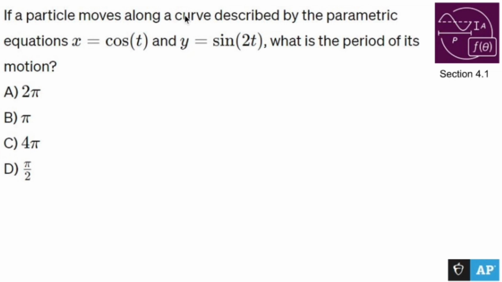If a particle moves along a curve described by the parametric equations x equals cos t and y equals sine 2t, what is the period of its motion? Well, before I go crazy, the period of this one is 2 pi, and the period of this one is regular pi. So I'm going to have some sort of picture where it takes 2 pi to complete this and pi to complete the other parts. So the x values are going to take 2 pi to complete.